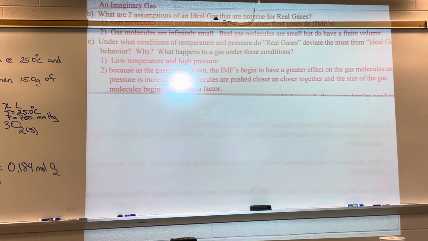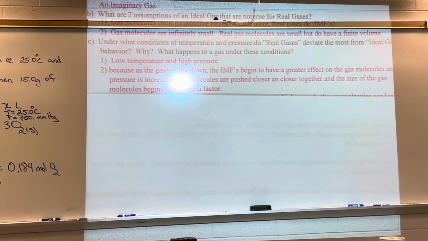Now, I have issues. A lot of teachers and even books say that the IMFs are stronger at low temperatures. Well, the IMFs between water molecules, the IMFs between any gas molecules do not change. There's a certain London force based upon the size of the electron cloud. There's certain dipole-dipole attractions based on how polar it is. But as you cool them down, the attractive forces become more significant.